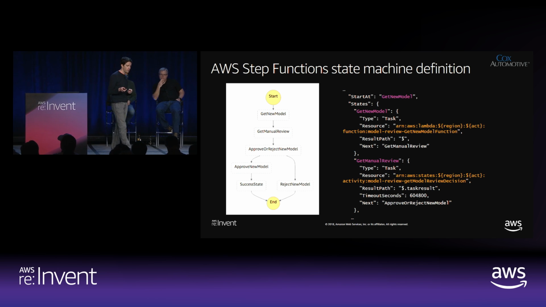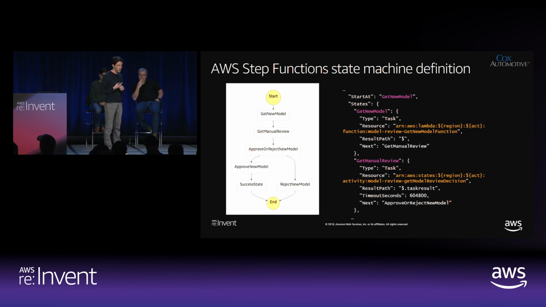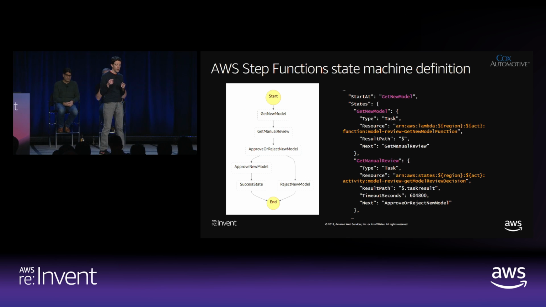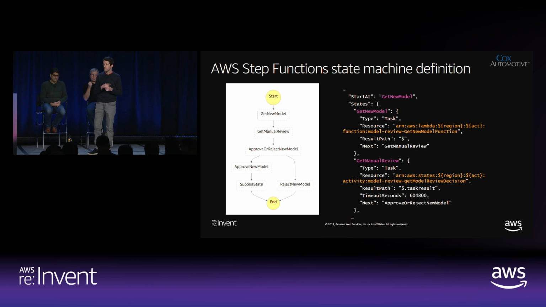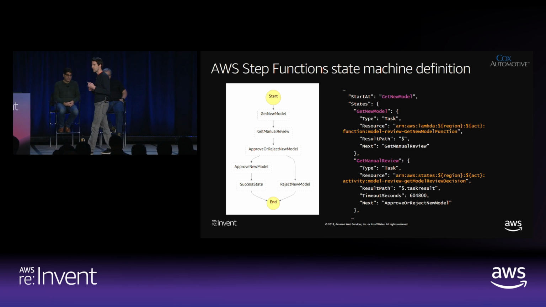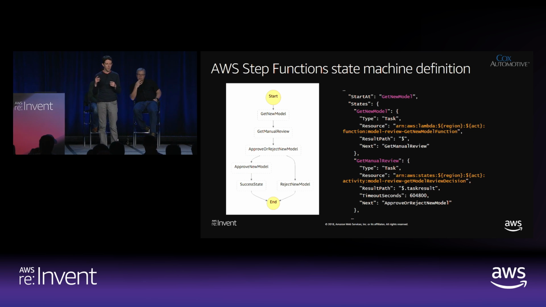And then let's take a look at the code snippet on the right. So you can see get new model, that's where it's starting. And the get new model has a resource of a lambda. And the get manual review has a resource of an activity. And so I want to talk a little bit more about that activity as a resource, because that's what's helping us get the human in the loop in our process.